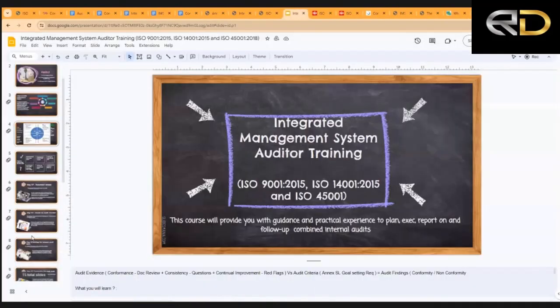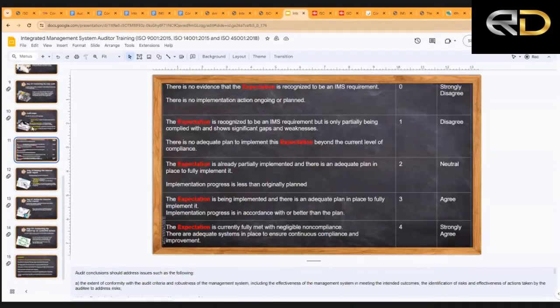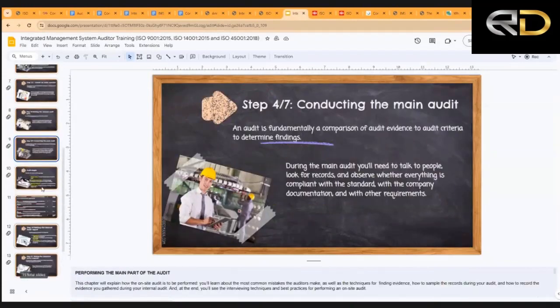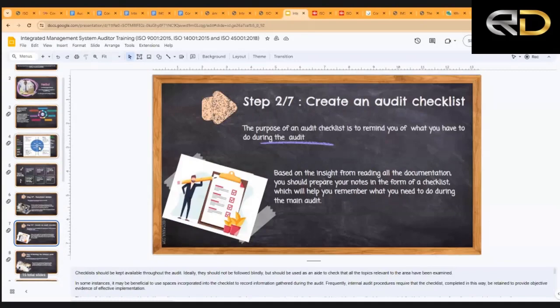As you can see, the PowerPoint presentation is only 15 pages. I'm just going to go through the steps to conduct an audit. As you can expect, we hope to be done here in about 60 to 90 minutes. Everything is going to be done.